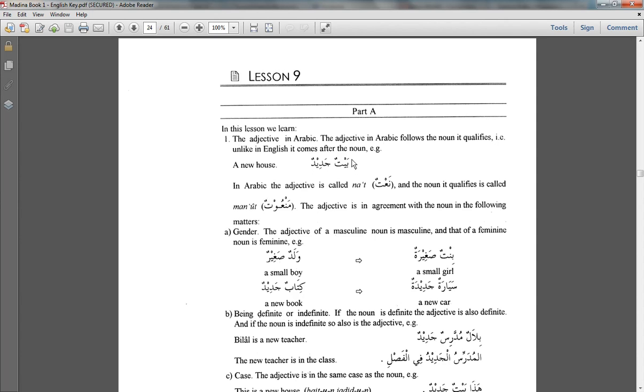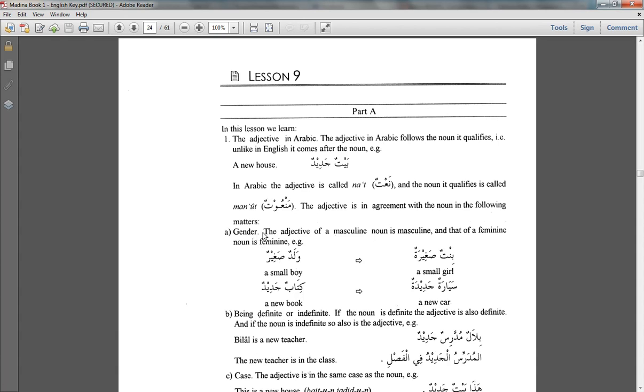Baytun does not have alif lam, so jadidun also does not have alif lam. If the alif lam was on al baytu, it would be al baytu al jadidu. They both would have alif lam. So there are certain things that the mawsuf and sifa have to agree upon, and that's what's going to be discussed after this. Okay, so all the things that they agree upon.